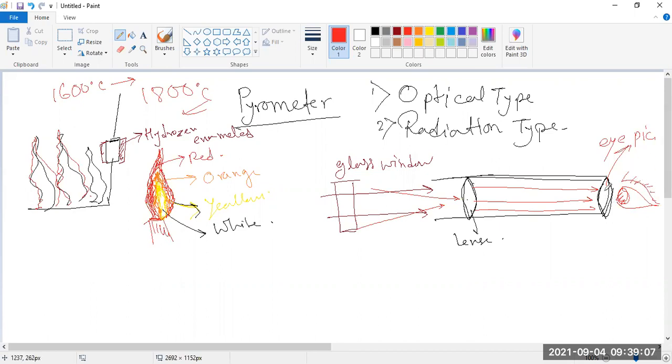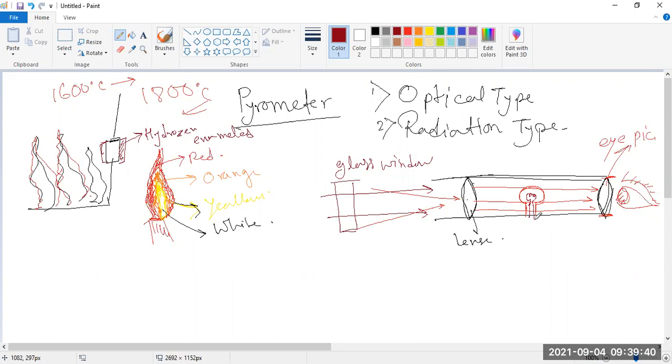Okay, this is not a lens. Sometimes it may be a lens, sometimes it is not, as per requirement, but this must be a lens. This lens is just creating this light as parallel light. Here there is a filament bulb.